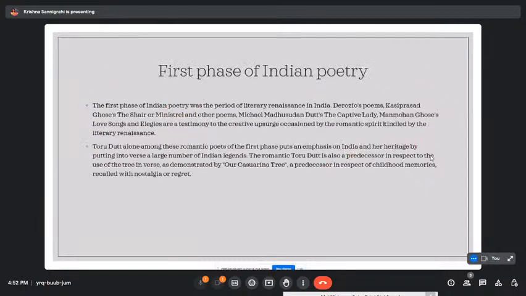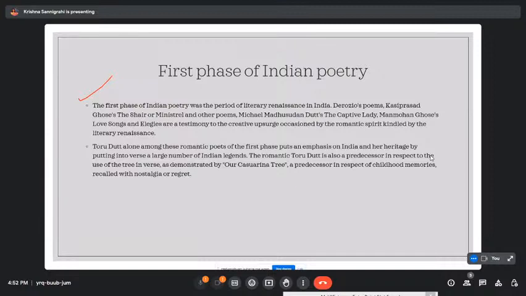So the first phase of Indian poetry, I hope you can see this. This is quite big. You should be able to see this. We are told that the PDF is not visible. You can see this. And Mr. Gautam, the NET SET examination, you can see it on the website and find out the exact date.